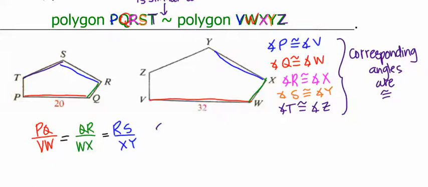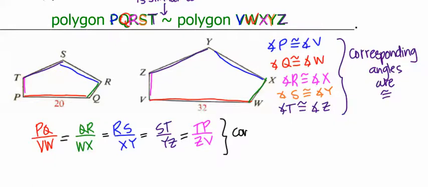ST corresponds to YZ. And our last TP will correspond to ZV. And this tells us that corresponding sides are proportional.